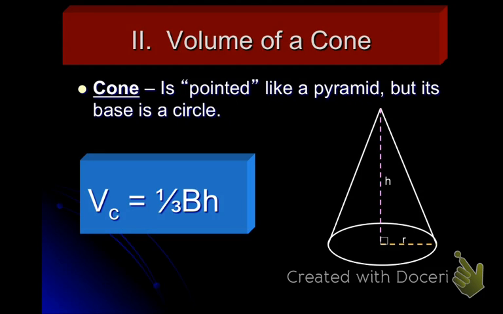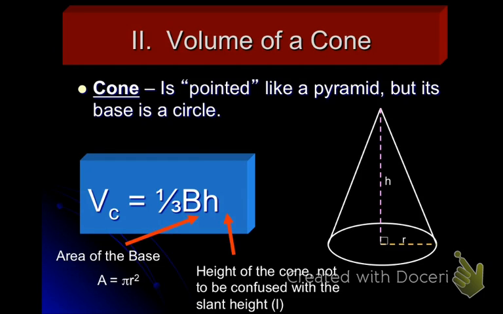Okay, for cones, it's pointed like a pyramid, but the base is a circle. Again, you have your radius and your height, which would form a right triangle with the slant height. So there is a slant height on a cone as well. The slant height would be this height right here that forms the right triangle. Okay.